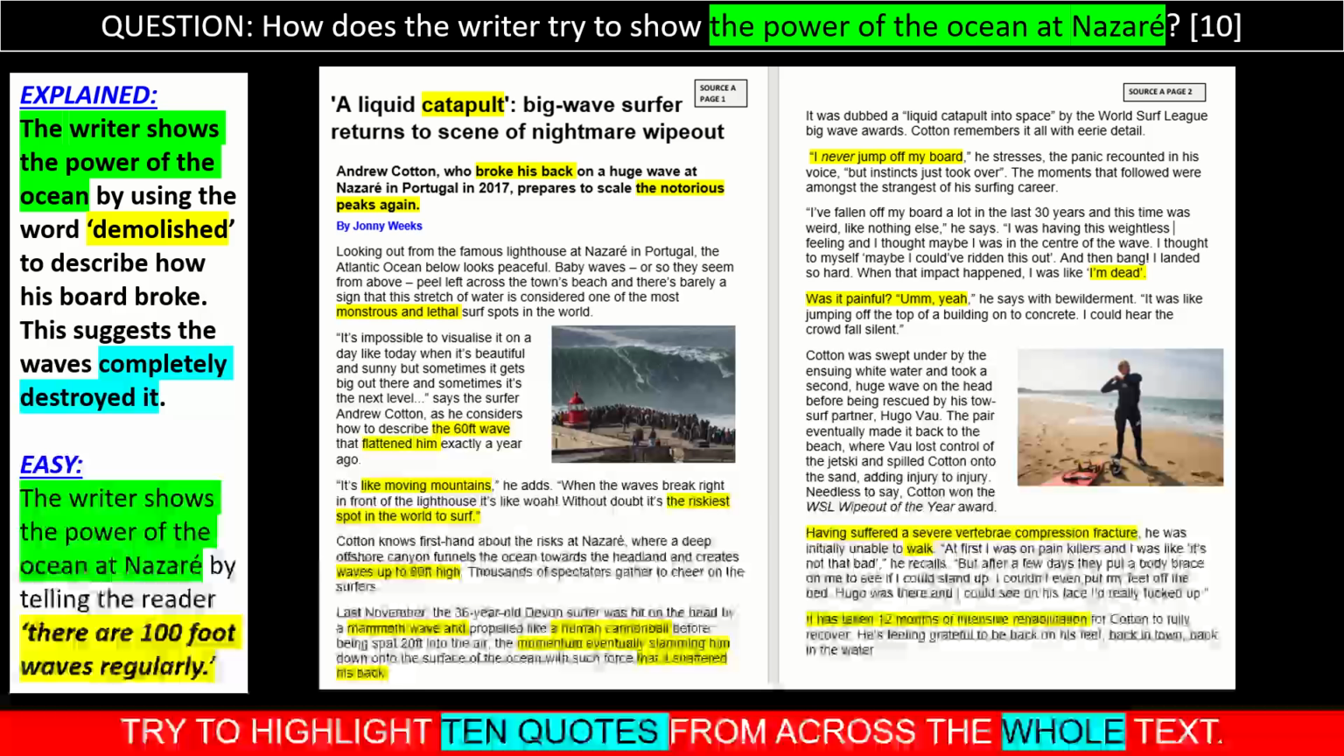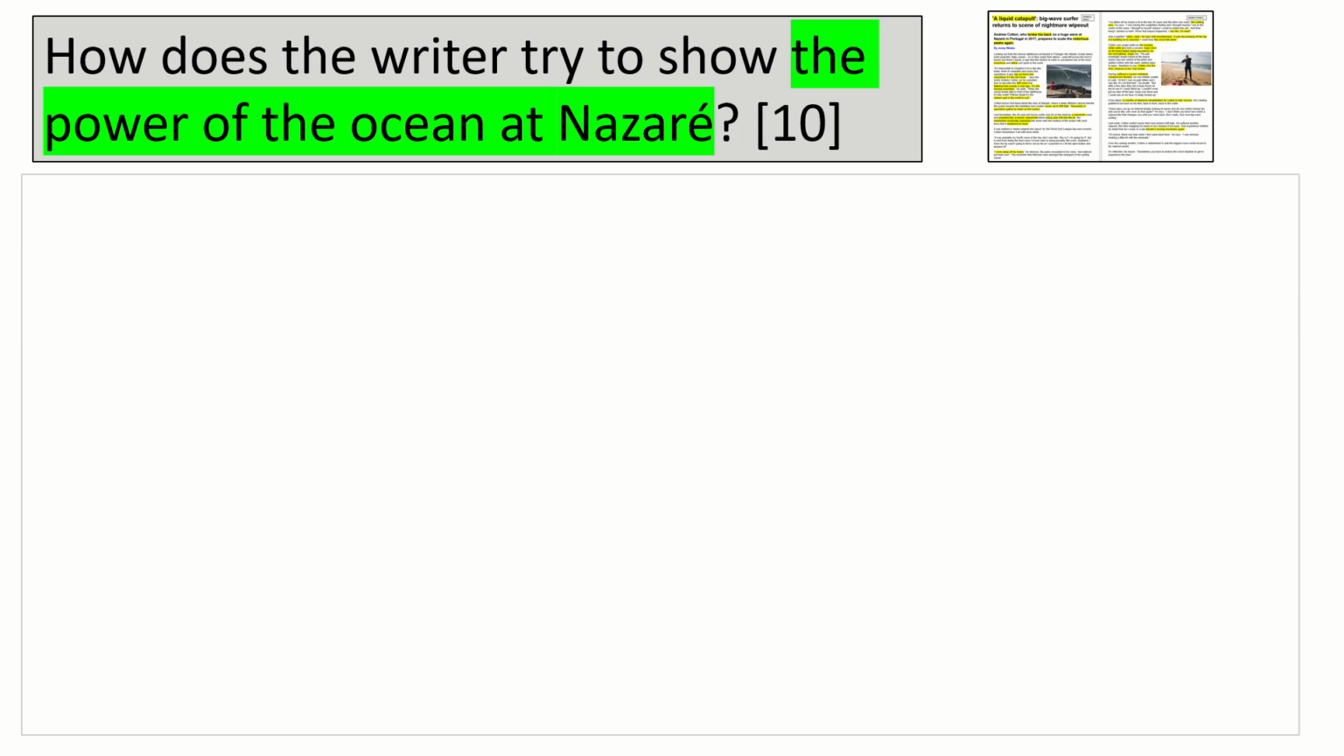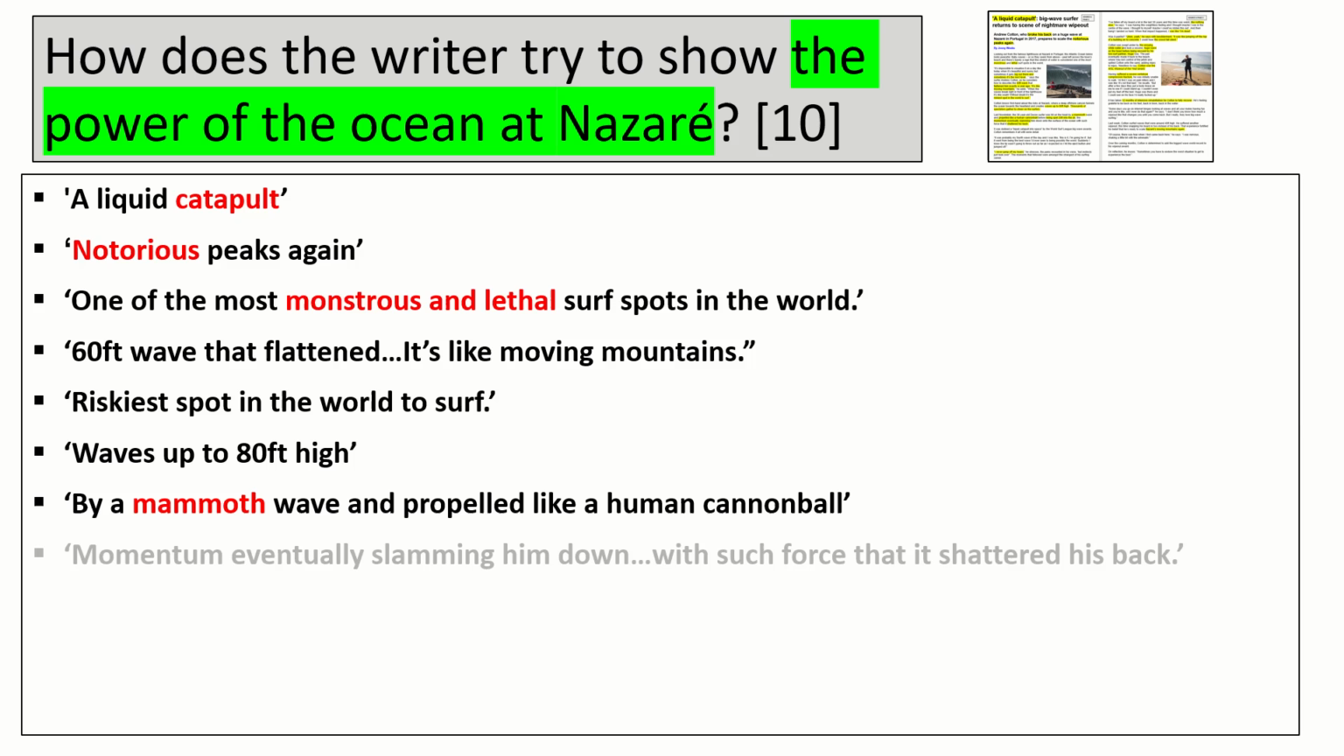Another one, shattered. Think of what shattered is. It says at the bottom of the first page, it shattered his back. It doesn't just say it's hurt or broke, shattered. This suggests the waves turned Andrew's back into pieces. Okay, so these are the quotes I would do, but you don't have to.